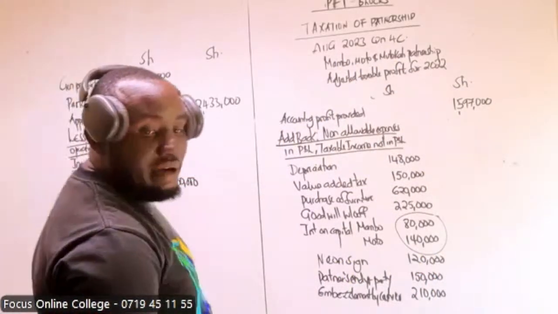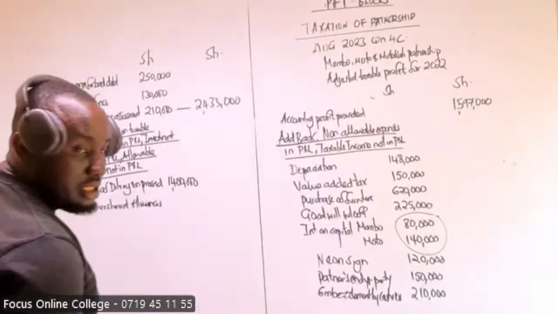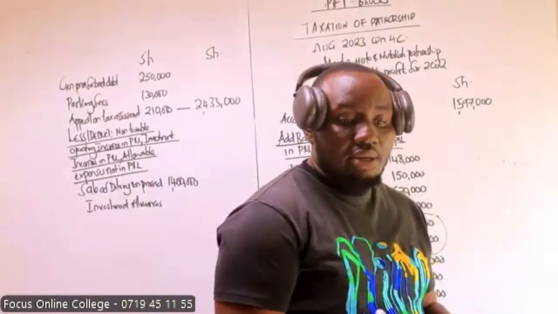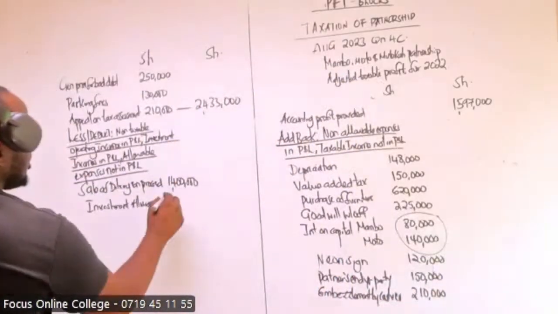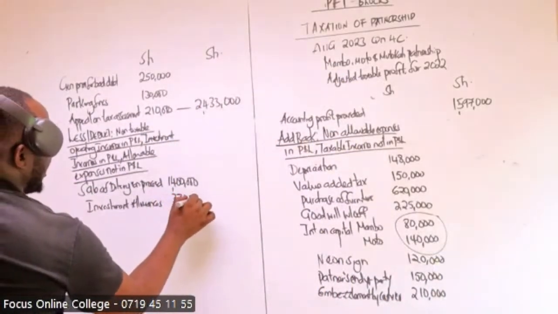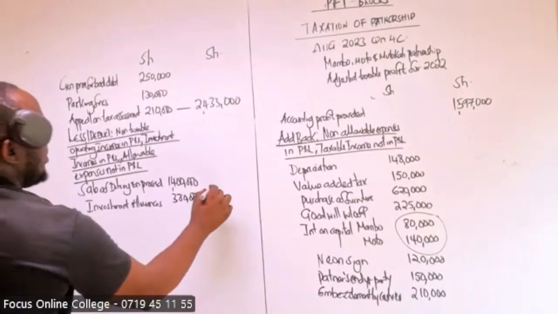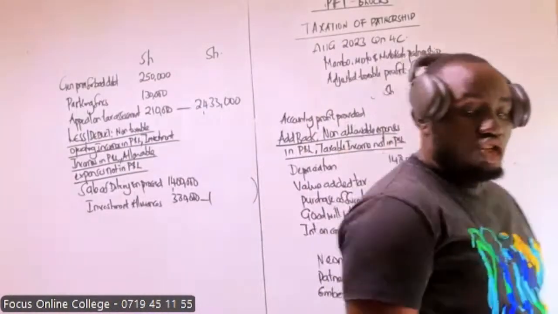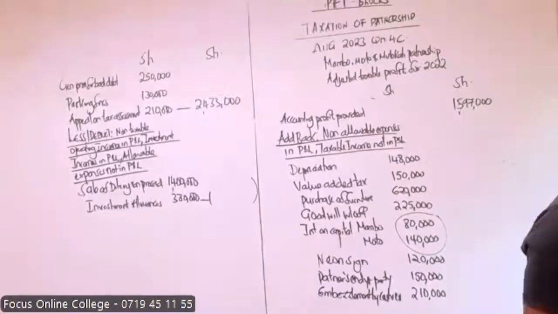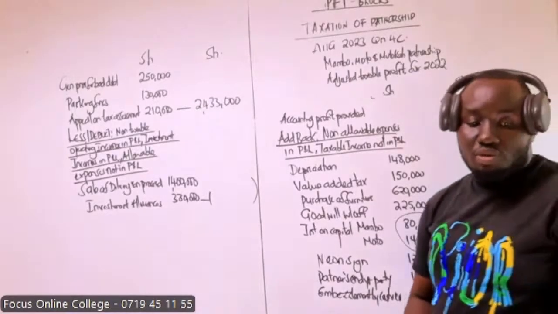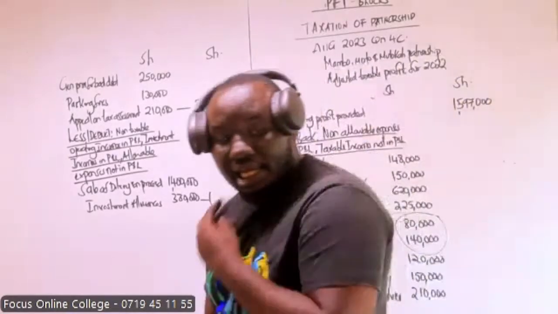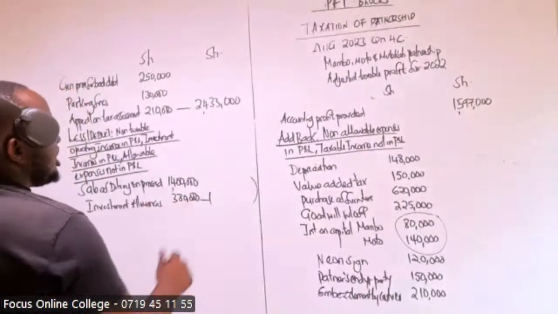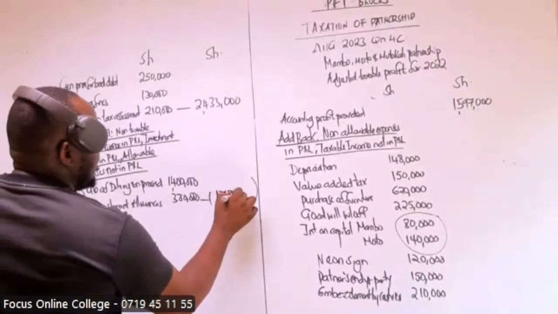The next we have allowable expenses. The figure for the investment allowance is provided, so you don't calculate it. The figure is 380,000. So how much do we less? Get the total that you need to less. This should be 1,780.